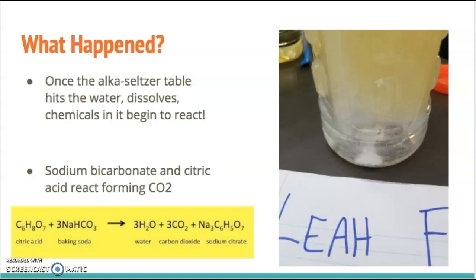The chemicals that are reacting are sodium bicarbonate, which is a base, and citric acid, which is an acid, and they react to form carbon dioxide. I also included the full equation between the citric acid and the baking soda. The products of the reaction are water, carbon dioxide, and sodium nitrate. The main thing that we're interested in here, though, is the carbon dioxide.